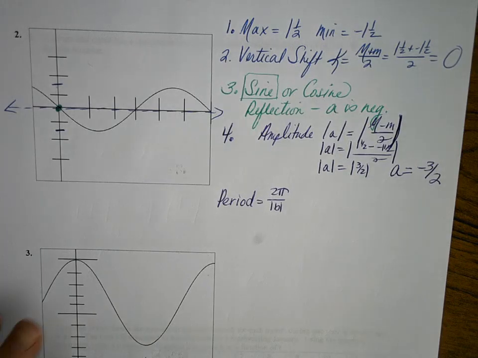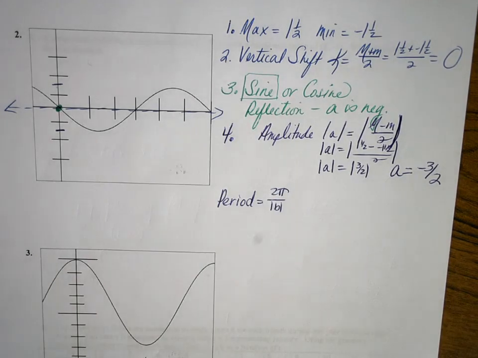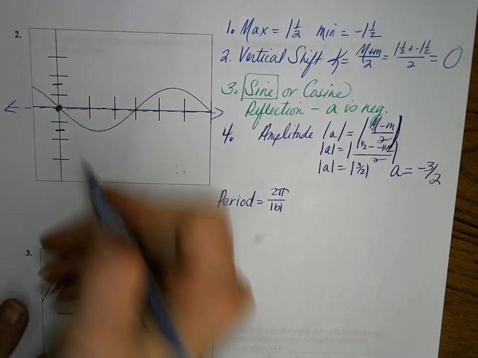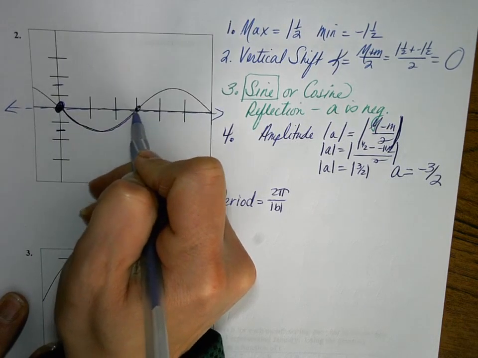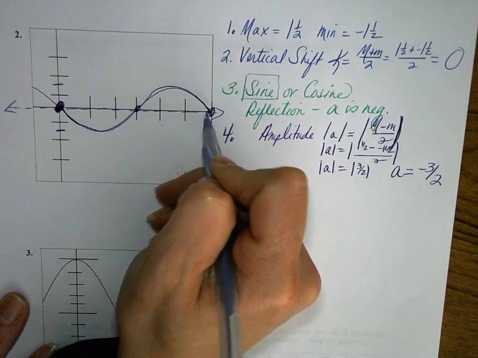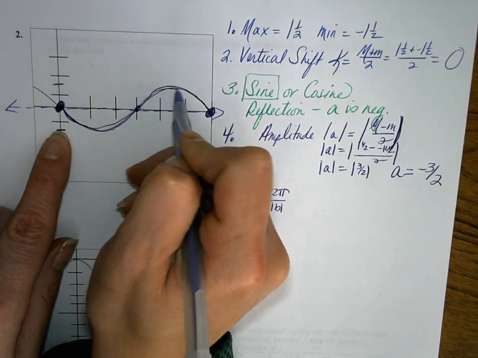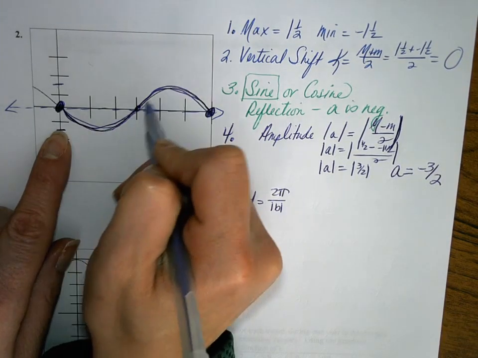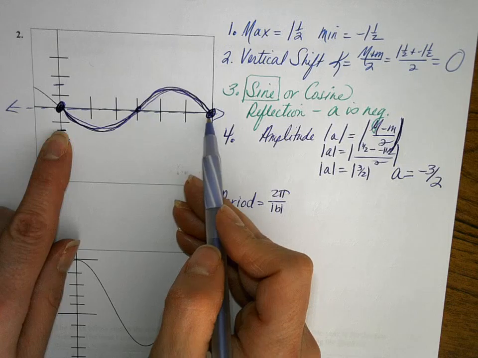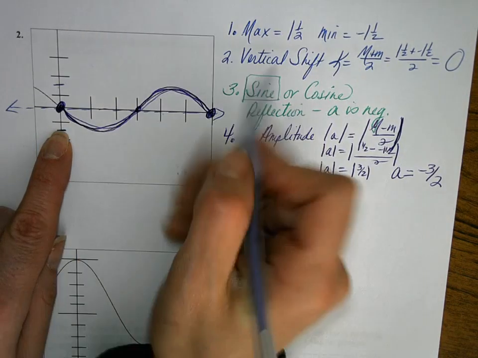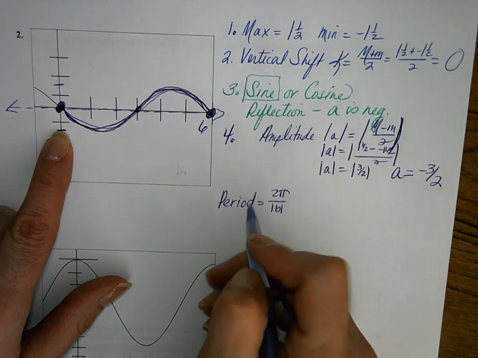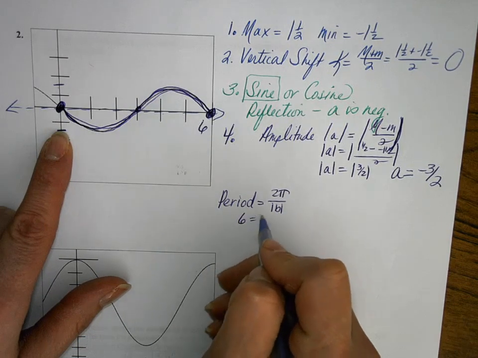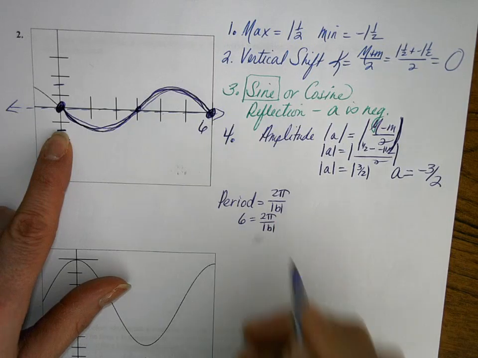All right, now my period is 2 pi over the absolute value of B. What is the period of this graph? All right, here's the start to my minimum, back to the x-axis, up to the maximum, back to the x-axis. This is one full cycle. How long did it take me to get there? 1, 2, 3, 4, 5, 6. Don't overthink. So my period is 6, equal to 2 pi over the absolute value of B.